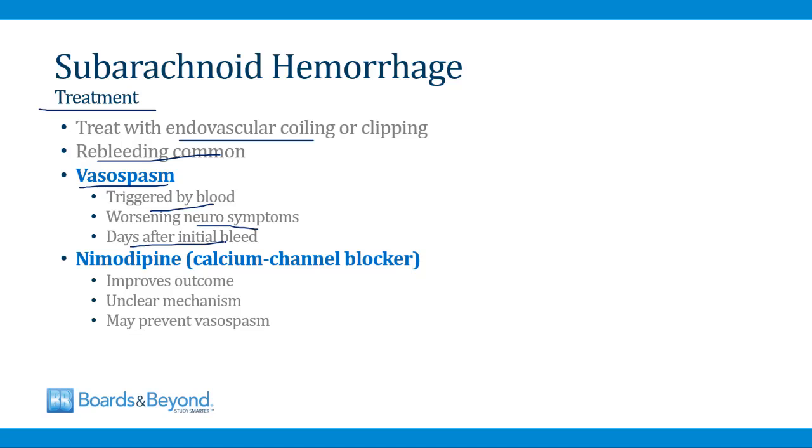So when a patient is in a neuro ICU 2 or 3 days after endovascular treatment of a subarachnoid hemorrhage, if that patient develops headache or new neurodeficits, you have to consider that they're having vasospasm, and you have to consider that that is likely from rebleeding. Patients who have had a subarachnoid hemorrhage are often treated with nimodipine, which is a calcium channel blocker. This drug improves the outcome for patients who have subarachnoid hemorrhage. The mechanism is unclear, but it's believed that it may prevent vasospasm and that this overall leads to better outcomes of patients in the neuro ICU after a subarachnoid bleed.